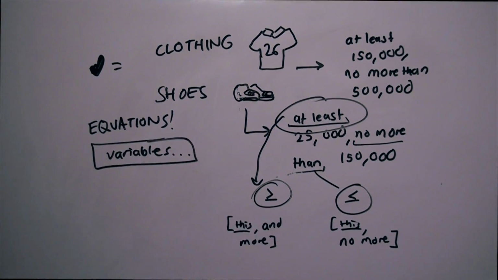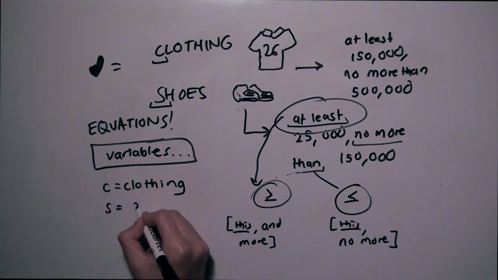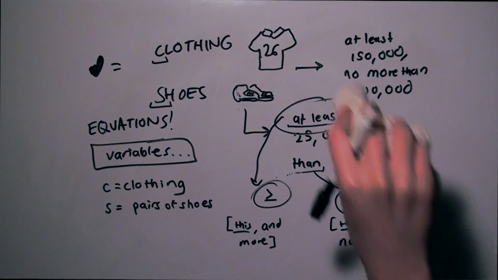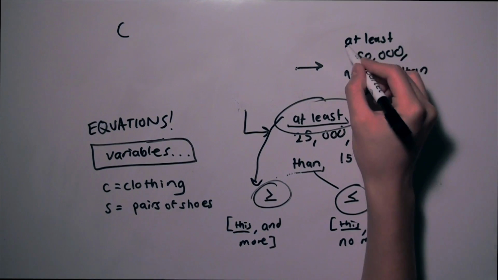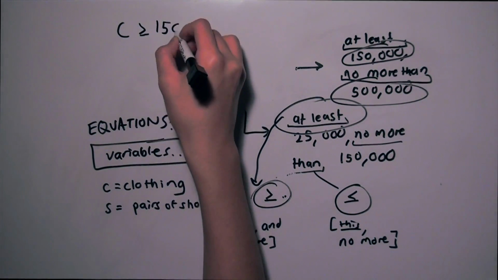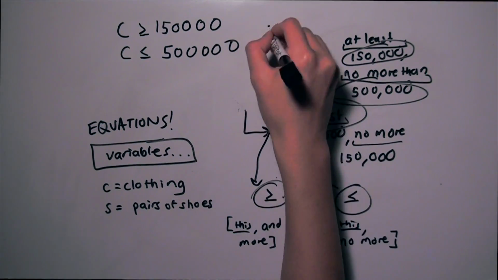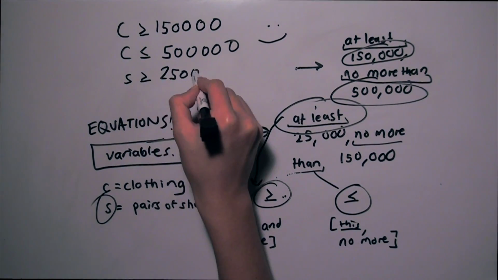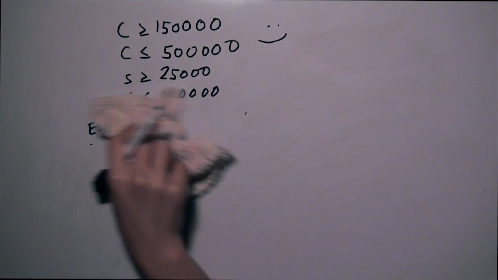But first, we must set some variables. We'll use C and S for clothing and shoes because, well, that just kind of makes sense. We're going to take C and set it greater than or equal to 150,000 because it's at least, and less than or equal to 500,000 because it's no more than. Now we're going to do the same with shoes, except with 25,000 and 150,000.